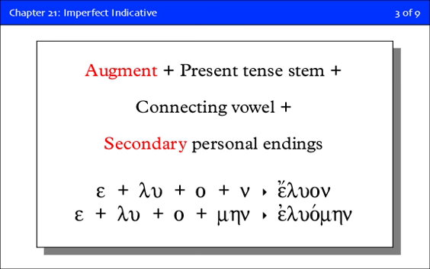personal endings. So for example, let's take the present tense stem lu, and the augment in its case is the epsilon. So you have epsilon and then lu, and then a connecting vowel, and then a secondary personal ending, in this case nu, and you get eluon, which means I was loosing or I was destroying. Now, if you want to make that middle passive, then you just use middle passive secondary personal endings. And so, for example, you have eluamein, just a different set of endings.